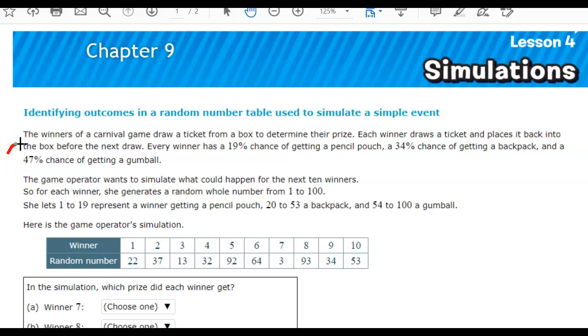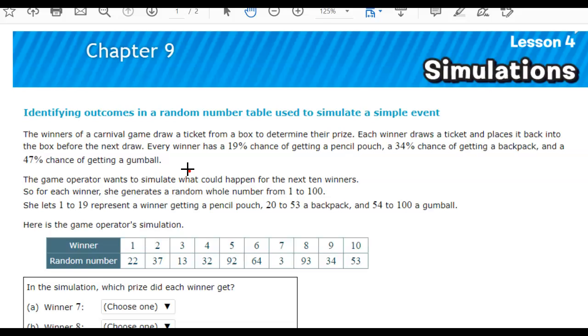Okay, so the winners of a carnival game draw a ticket from a box to determine their prize. Each winner draws a ticket and places it back into the box before the next draw. Every winner has a 19% chance of getting a pencil pouch, so this is going to be important, a 34% chance of getting a backpack, and a 47% chance of getting a gumball. Okay, so the game operator wants to simulate what could happen for the next 10 winners.